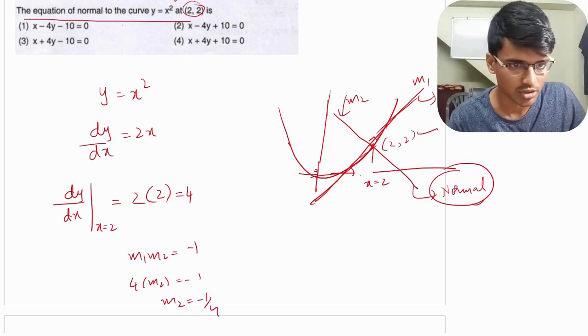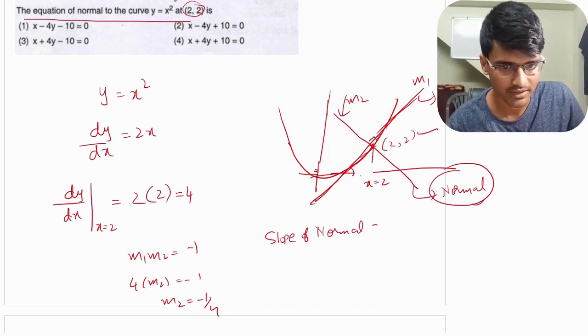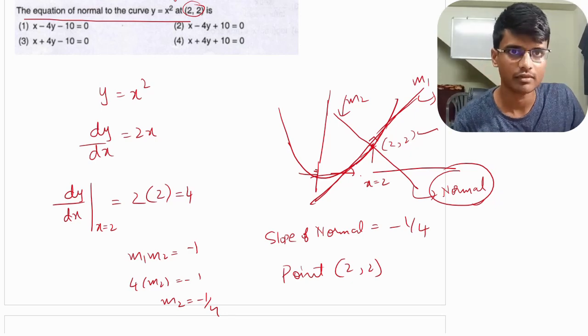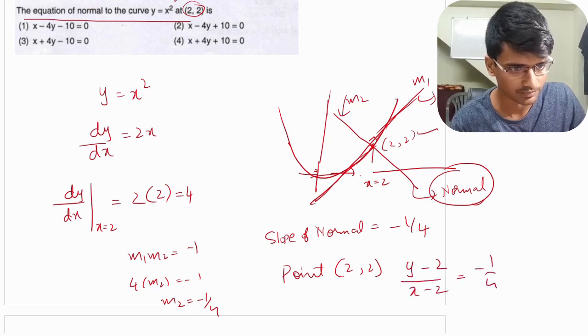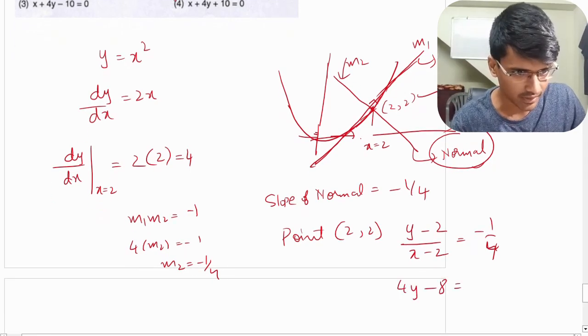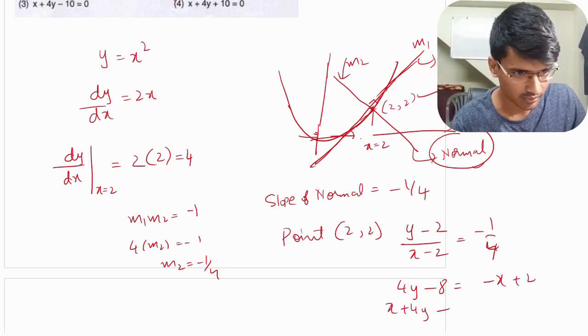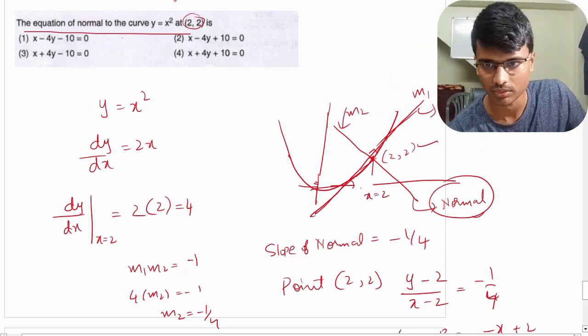So now I have the slope of the normal, that is minus 1 by 4, and a point. The point is 2 comma 2, right? So using this, I can find the equation of the line. Point slope formula: y minus 2 over x minus 2 is equal to the slope. This gives me 4y minus 8 equals minus x plus 2, so x plus 4y minus 10 is equal to 0. So the correct answer is option 3.